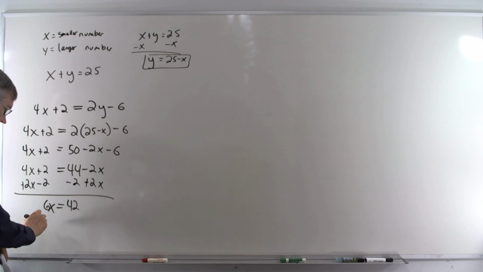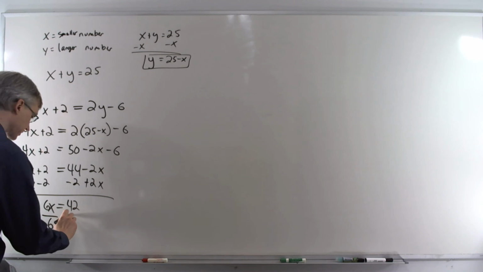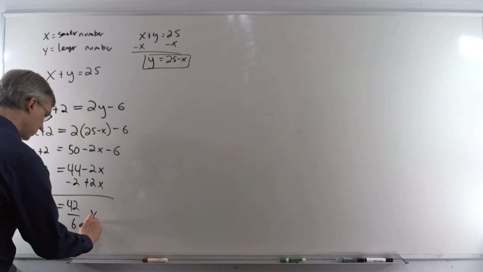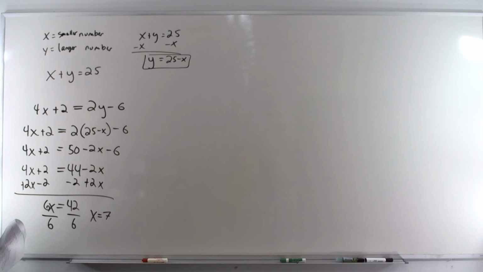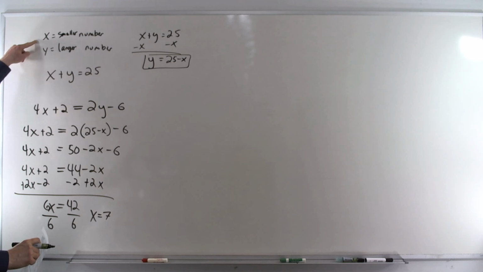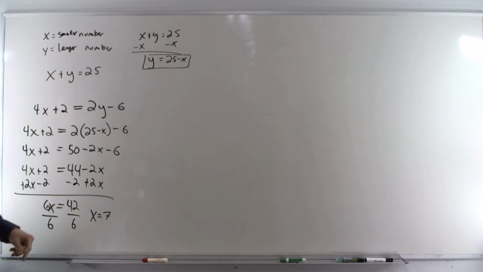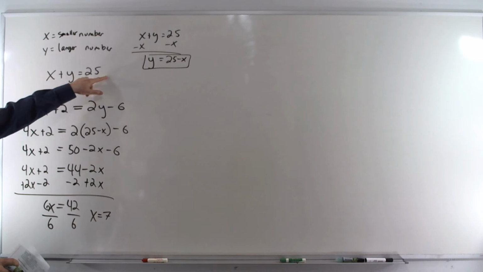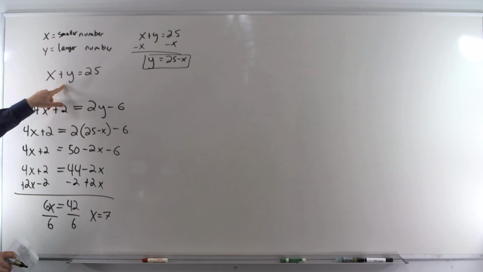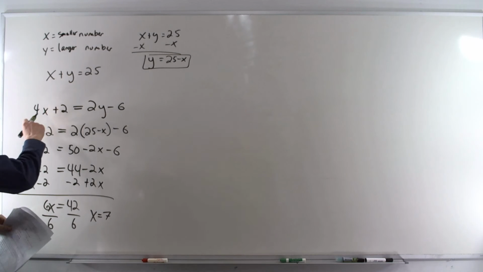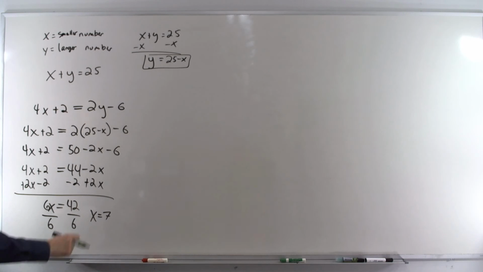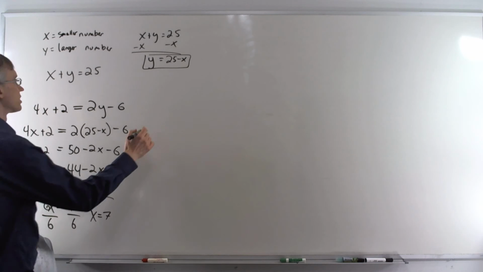Now finally, we can divide by the coefficient on the x, and we get x equals 7. Now we define x to be the smaller number there, so x is 7. Now how do we find the other one? Well, we're going to plug it into this equation here. Plug it into the simplest equation you can. If we plug it into this one, then we got a whole bunch of stuff we have to do to find y. This one is much easier.